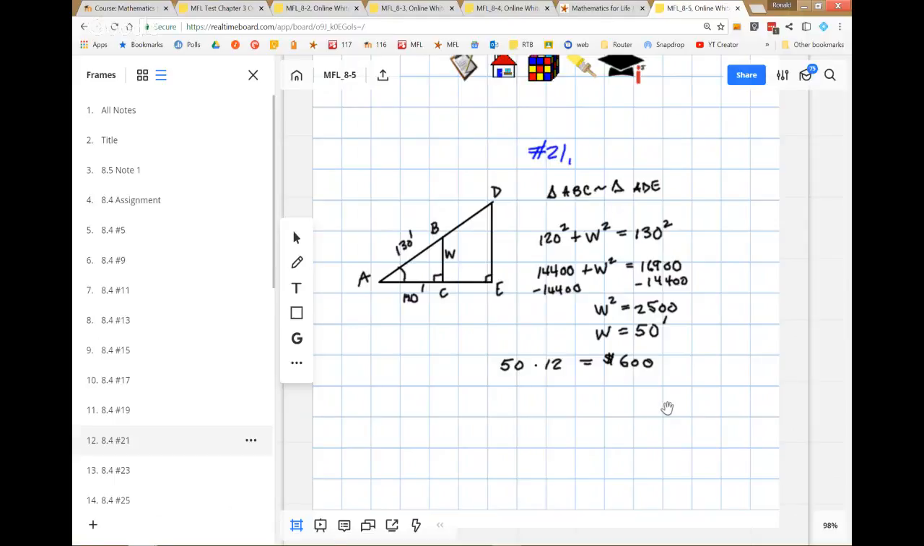Okay, so I worked those out and solved for W, and I came up with 50 feet. So that's 120 times 120 gives you 14,400, and 130 times 130 is 16,900. And I subtracted 14,400 from both sides. W squared equals 2,500, and then just take the square root. So 50 feet. Now, if it was $12 per foot, 12 times 50, $600.